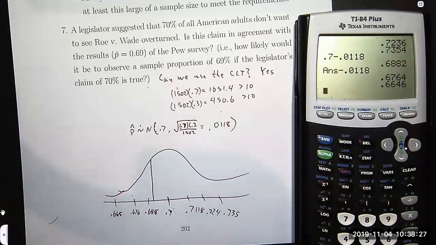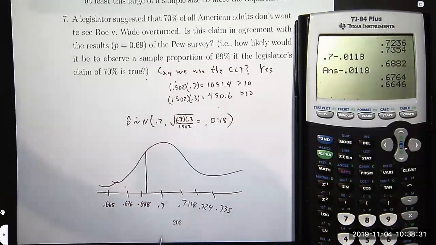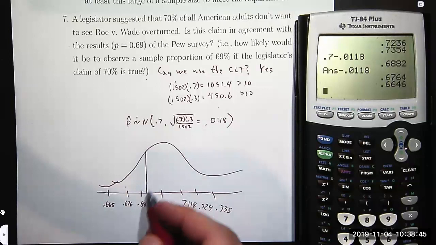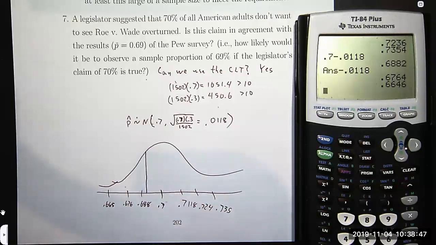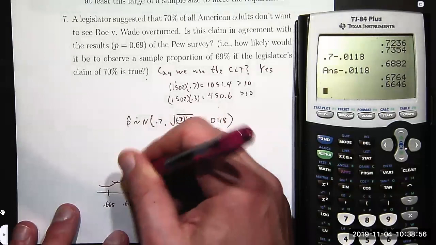We want to decide now, should we shade to the left or should we shade to the right? That's what we want to decide. Because if we shade to the left, that would be how likely it would be to get 69% or less, or more, or less than that. So I say that we should shade to the left.